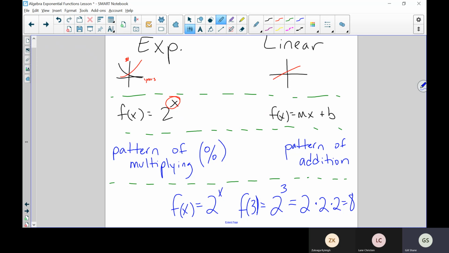And then a pattern of addition. There's nothing to it. Pattern of addition, you should know that from a table.